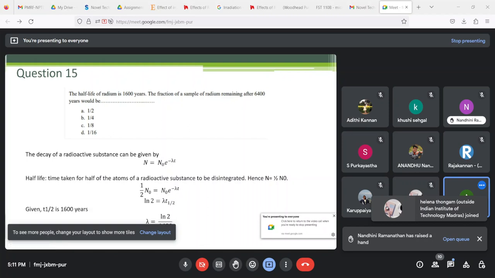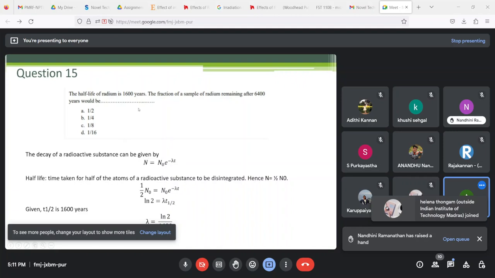So your T half given here is 1600 years. Since we don't know what lambda is, we are given only the half-life of the radium. We need to figure out what is n by n naught, that is the fraction of sample of radium remaining. Since we're dealing with fraction, they are asking what is n by n naught. They're not asking the amount of sample remaining, they're asking the fraction of sample remaining.